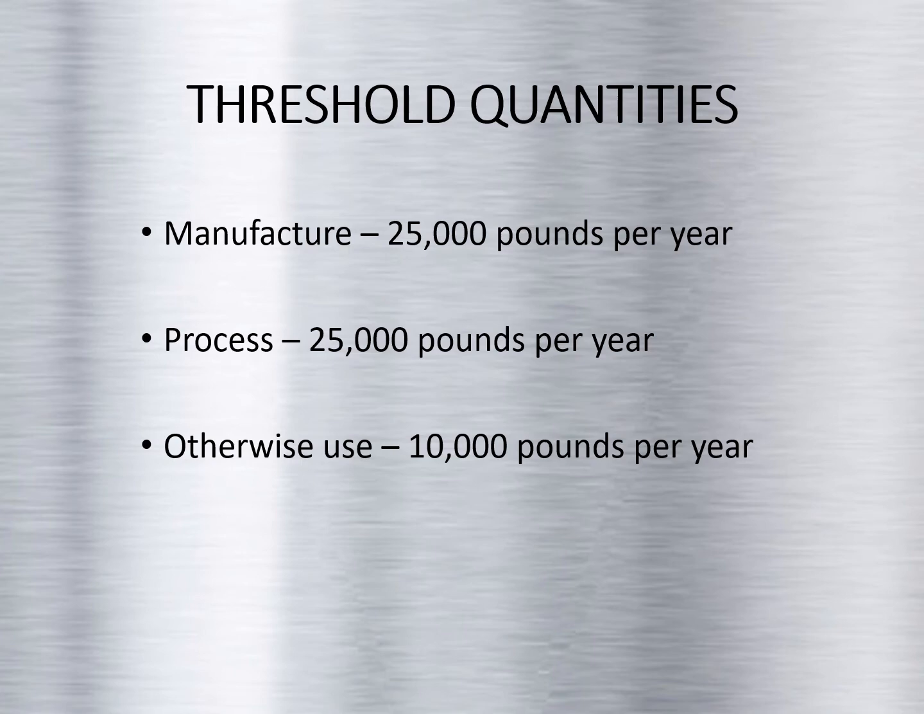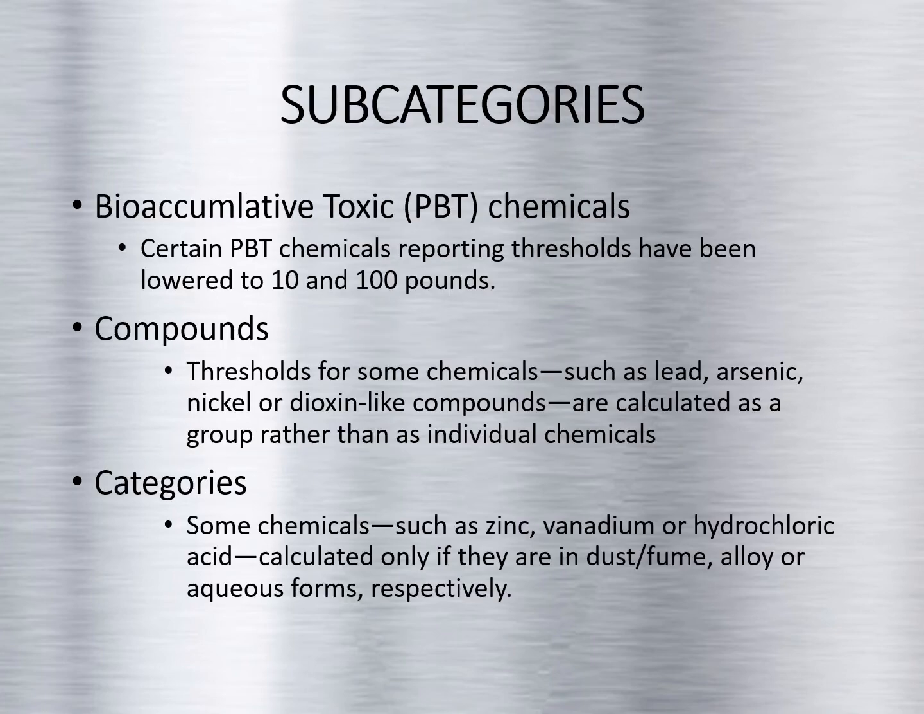So, what are the thresholds? The thresholds are 25,000 pounds per year if you manufacture it, 25,000 pounds per year if you process it, and 10,000 pounds per year if you otherwise use it. Now, please note, for all three of these categories, it's not how much you store, it's how much you use. And for most manufacturing processes, these are pretty low thresholds.